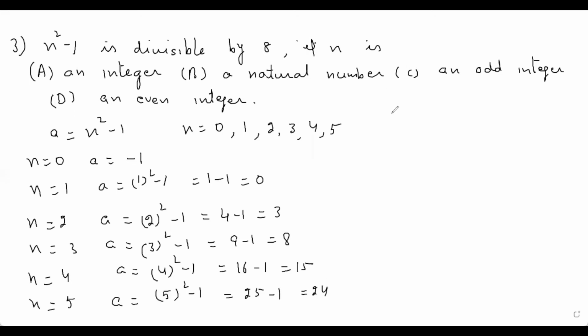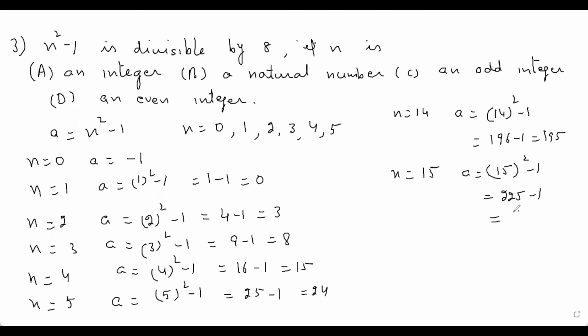Let me take 2 more examples, any numbers. If n is 14, then a is equal to 195. If n is equal to 15, then a is equal to 224.